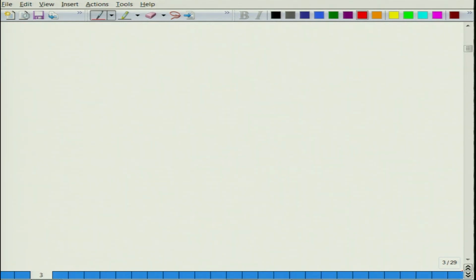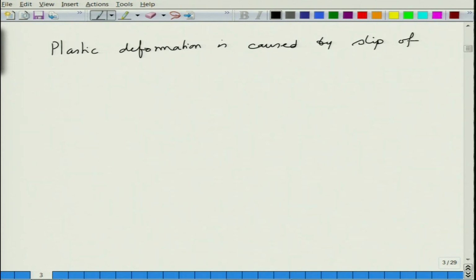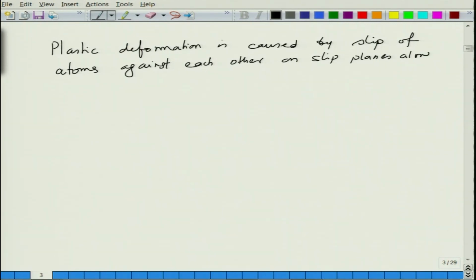So, essentially, just to summarize this part, plastic deformation is caused by slip of atoms against each other on slip planes along slip directions.